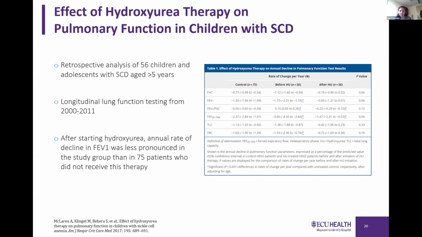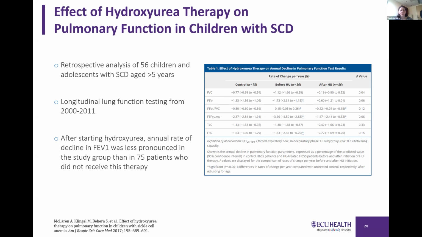So then just looking at this study of the effects of hydroxyurea therapy on pulmonary function testing. This was a retrospective analysis of 56 children and adolescents with sickle cell, age 5 and above. And they carried out longitudinal lung function testing from 2000 to 2011. They were able to see that after starting hydroxyurea, the annual rate of decline in FEV1 was less pronounced in the study group than in the patients who didn't receive this therapy.